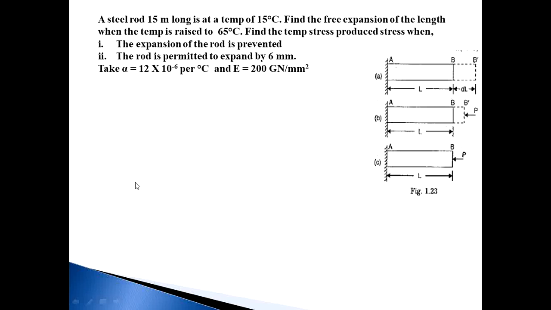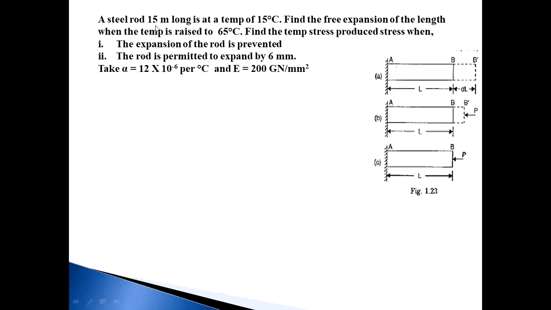Let us see one example. A steel rod of 15 meter length is at a temperature of 15 degrees Celsius. Find the free expansion of the length when the temperature is raised to 65 degrees. Find the temperature stress produced when, first, the expansion of the rod is prevented, and second, the rod is permitted to expand by 6 mm. Take alpha equal to 12 into 10 raised to minus 6 per degree Celsius, and Young's modulus E equal to 200 giganewton per mm square.